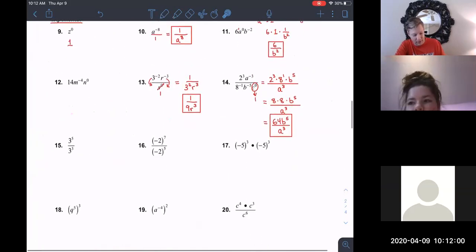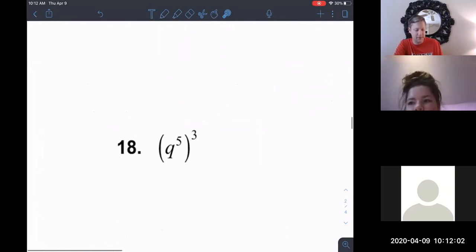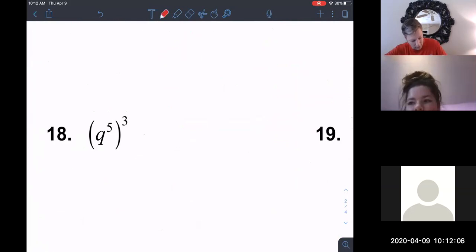And this is where it can get a little tricky, but it's not really confusing as long as you know what rule you're using. So the long way to write this out would be q to the 5 times 3, like that. And then all we have to do is multiply those exponents, and we get q to the 15.